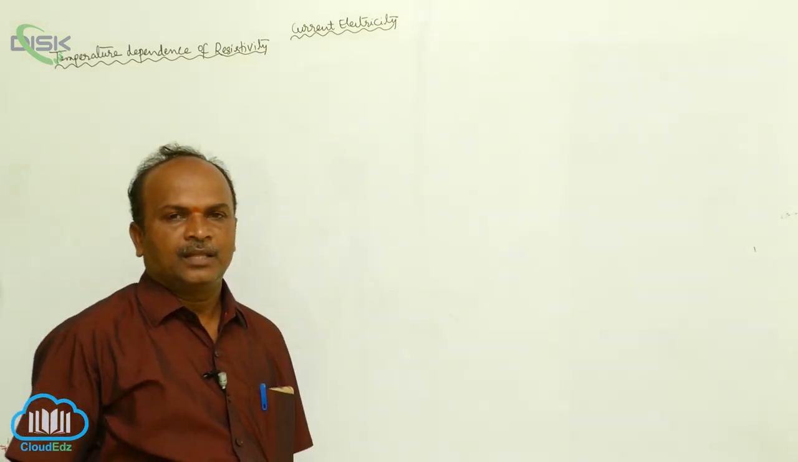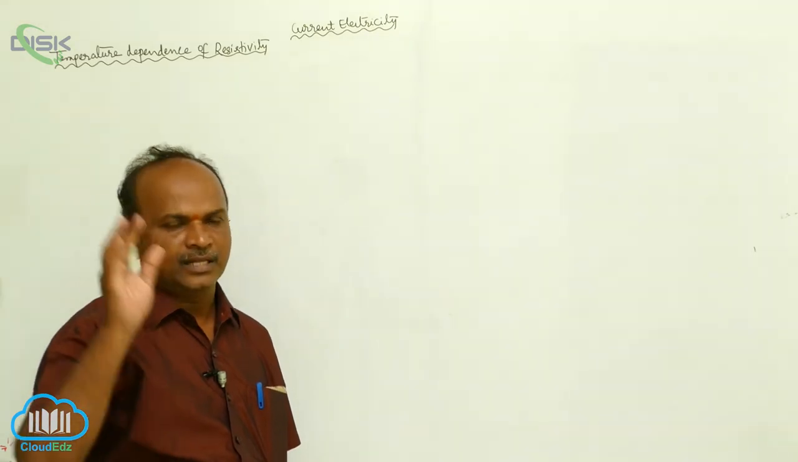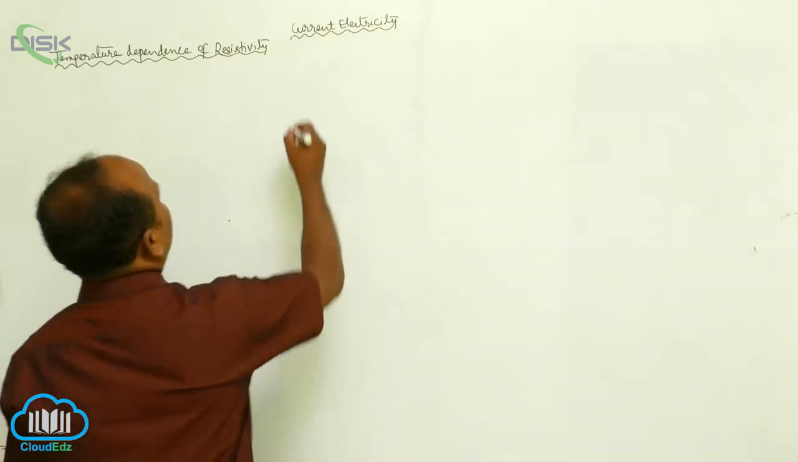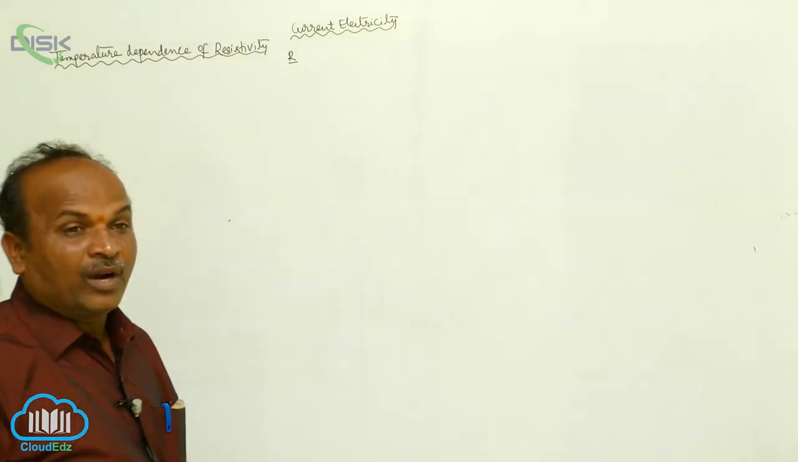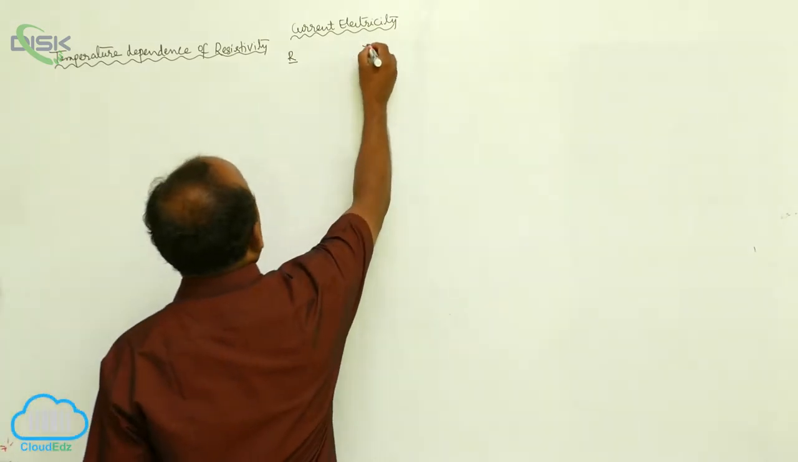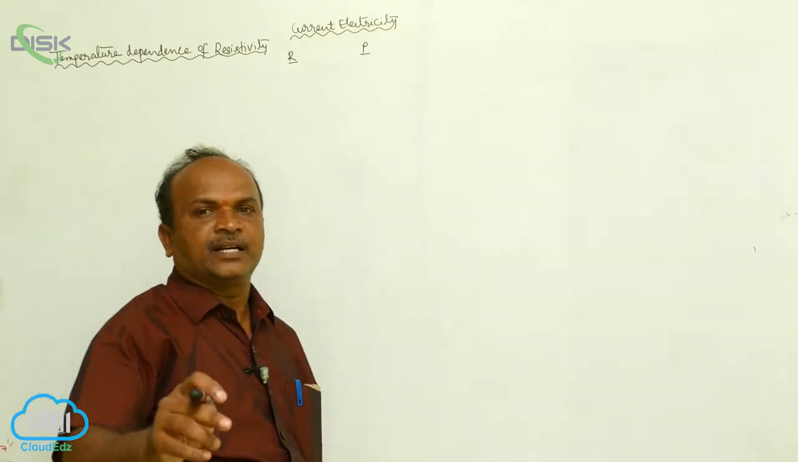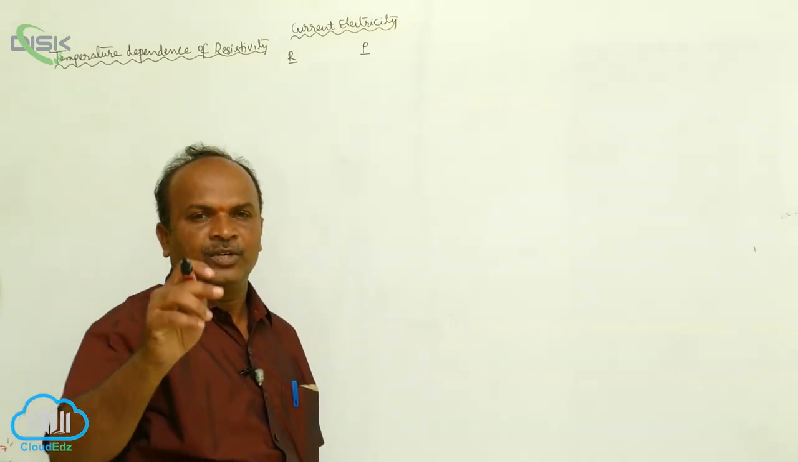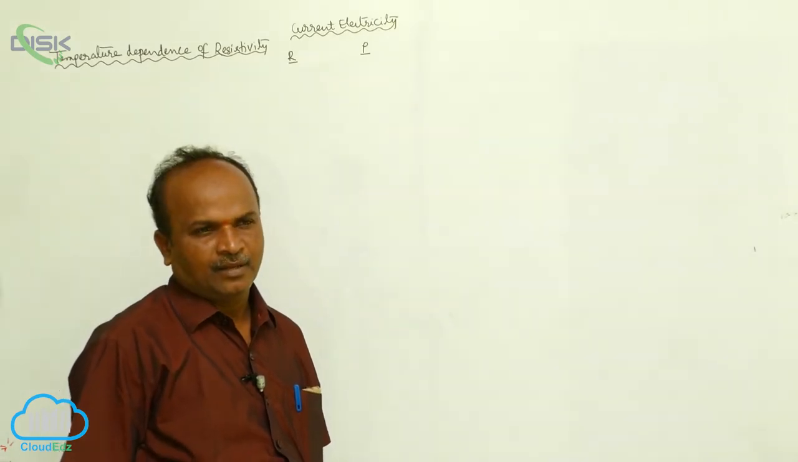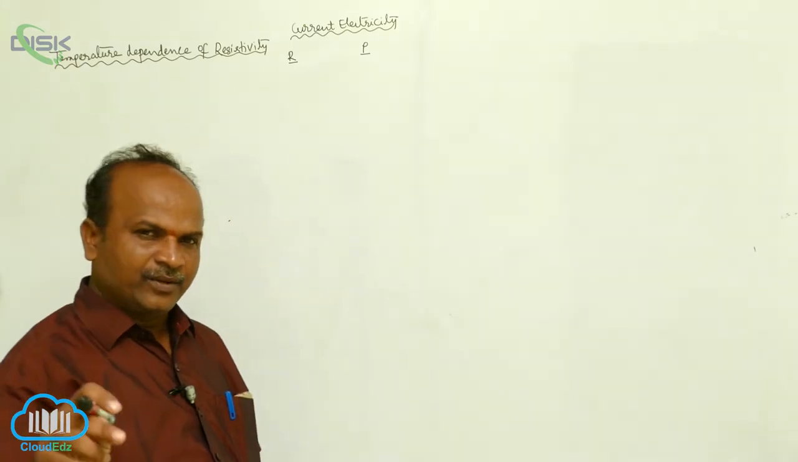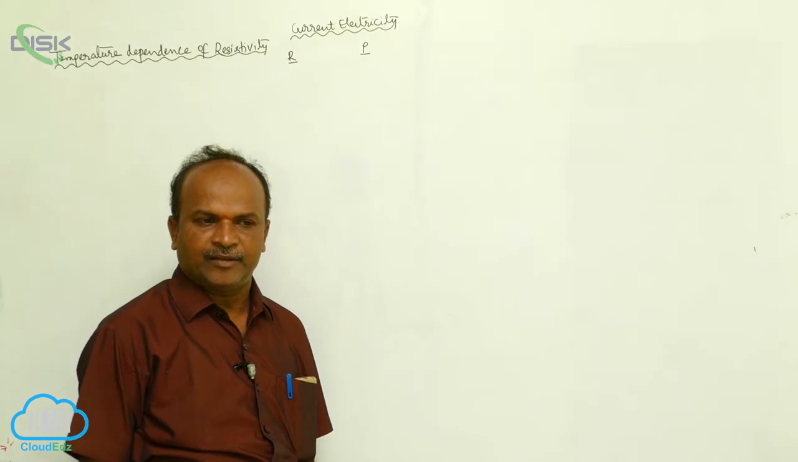Resistance, the electrical property of the conductor which opposes the flow of current, is called resistance. Now what is the resistivity? The resistance of a conductor of unit length and unit cross-sectional area is called resistivity.